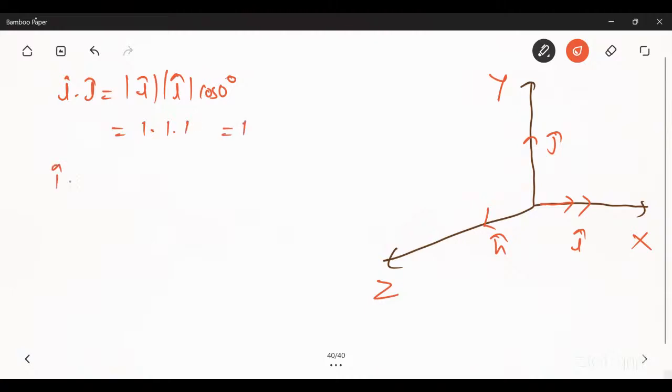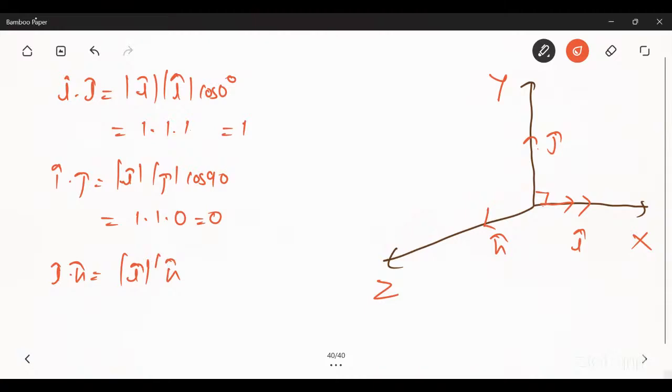Now see i dot j. The angle between them is 90 degrees, so mod i cap, mod j cap, cos 90. The value of cos 90 is 0, so 1 into 1 into 0 is equal to 0. Now next is i dot k cap, which is equal to mod i cap, mod k cap, and cos 90. The angle between them is 90 degrees, so mod i is 1, mod k is 1, cos 90 is 0. So the value of i dot k is also 0. Now j dot j.